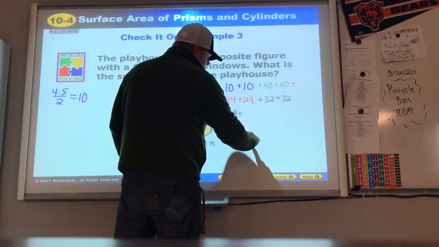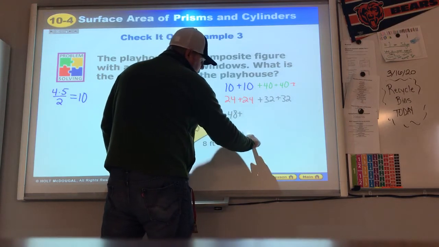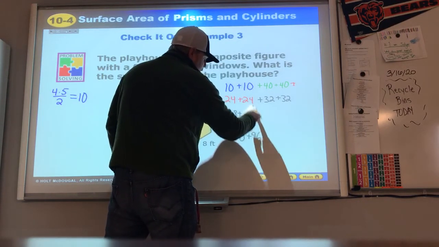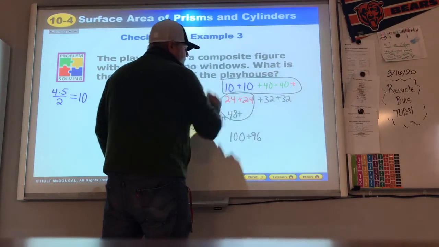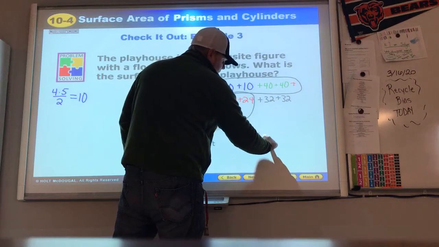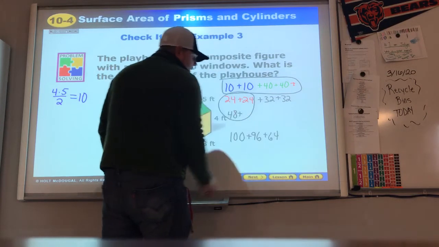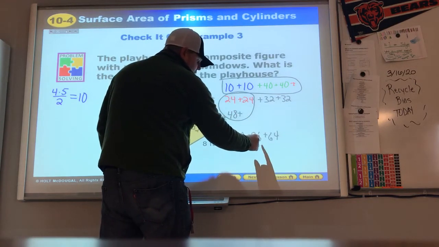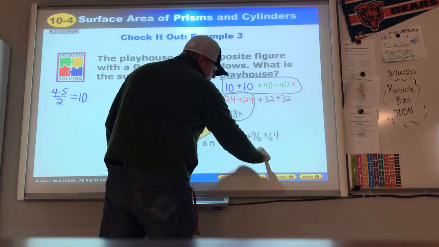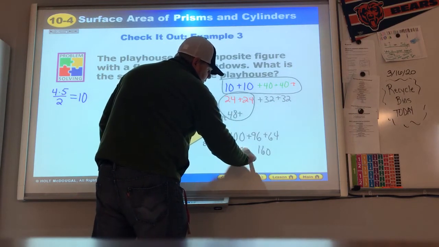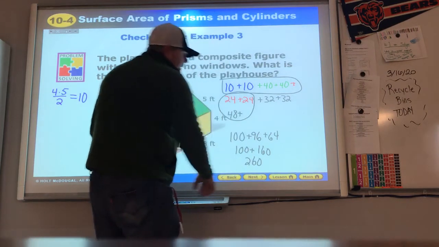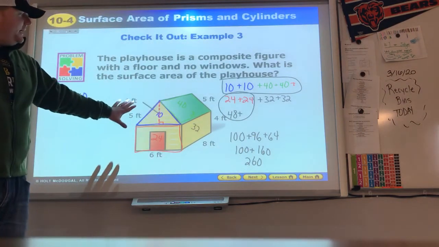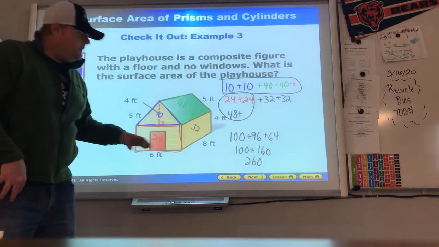I know those 2 added together are 48. And 48 is 96. So I group these all together. These 2 are 64. So when I look at this, that would be 160. That's 100. 260. So this was me not really following their pattern, but looking at each individual shape on the outside.